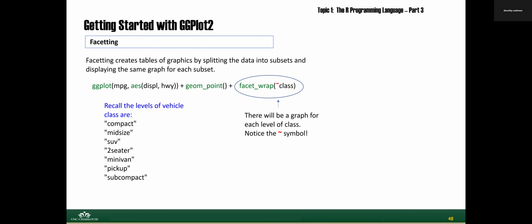variable, a categorical variable that has data on it, where you're going to create a graph for each set of data corresponding to each level of a categorical variable. We also call those factors in R.